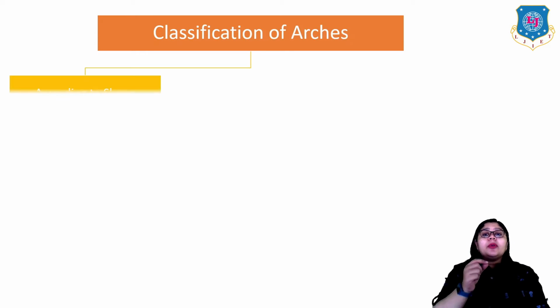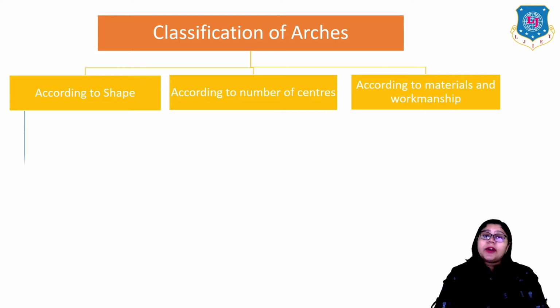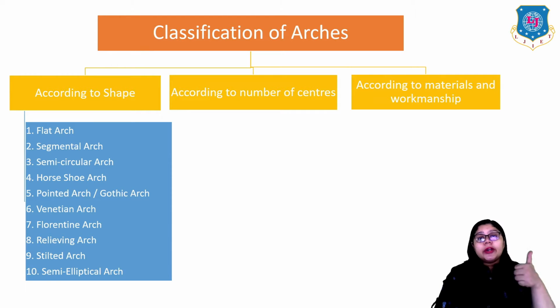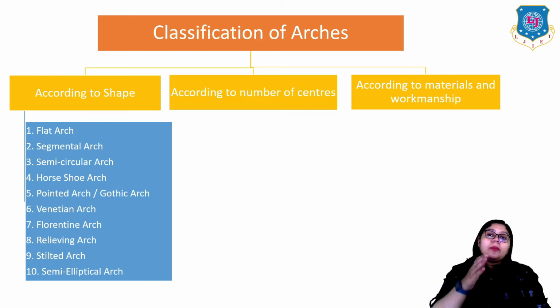So basically, when I talk about the classification of arches, it is classified under three types. First is according to shape, then according to number of centers, and then according to the material and the workmanship. According to shape, it is further classified into 10 types. First is the flat arch, then the segmental arch, then the semicircular arch, horseshoe arch, pointed arch, Venetian arch, Florentine arch, relieving arch, stilted arch and semi-elliptical arch. So there are basically 10 types of arches according to shape.